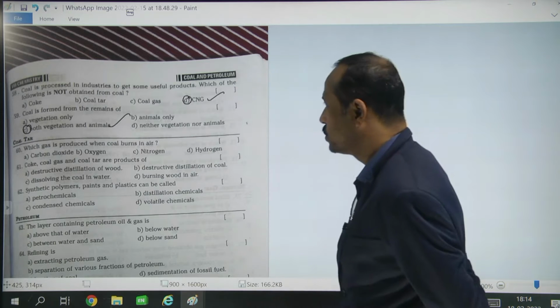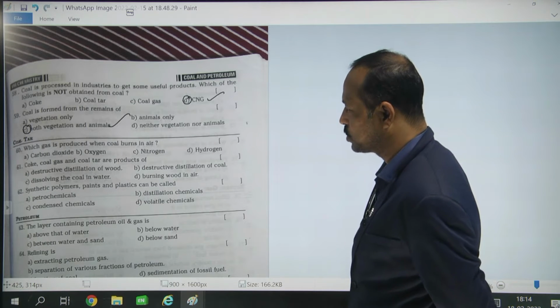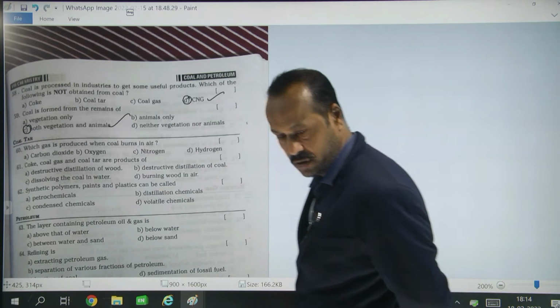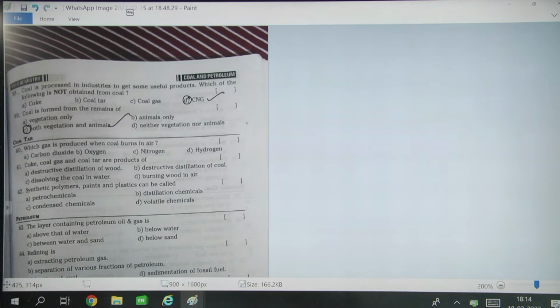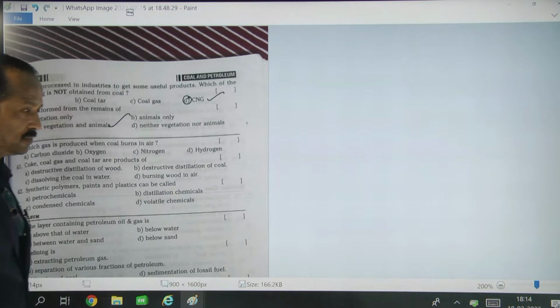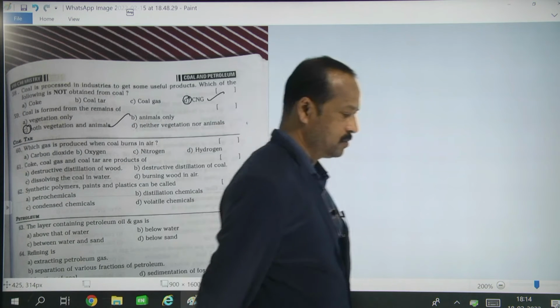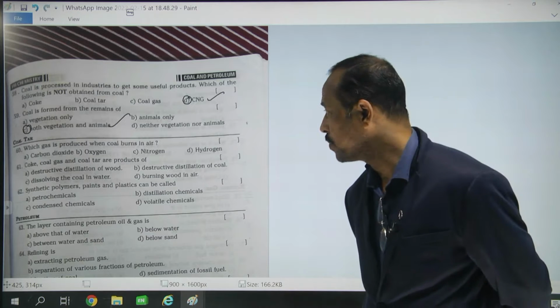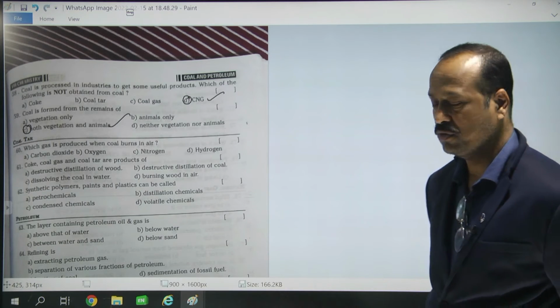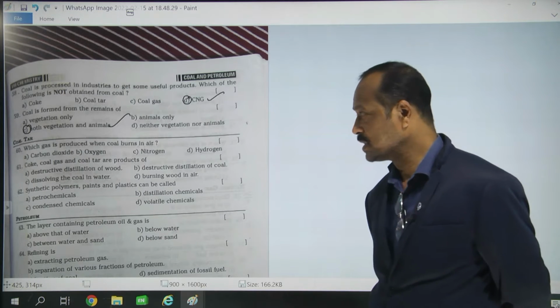Okay. So that's all. Now come to the next topic, that is about the coal tar. So see the coal tar now. Read the question and say the answer yourself. Which gas is produced when coal burns in air? Say now. What is the answer?